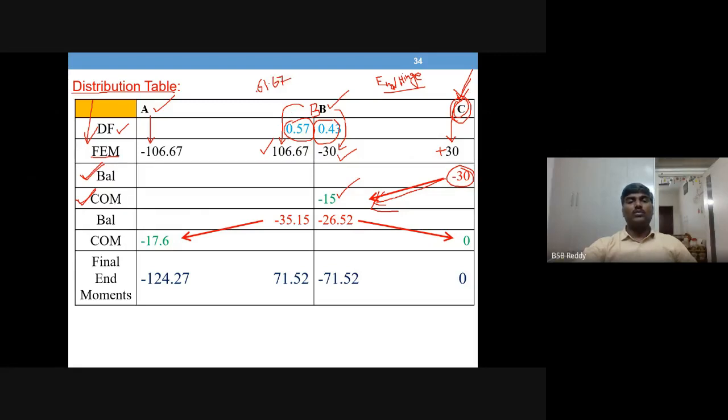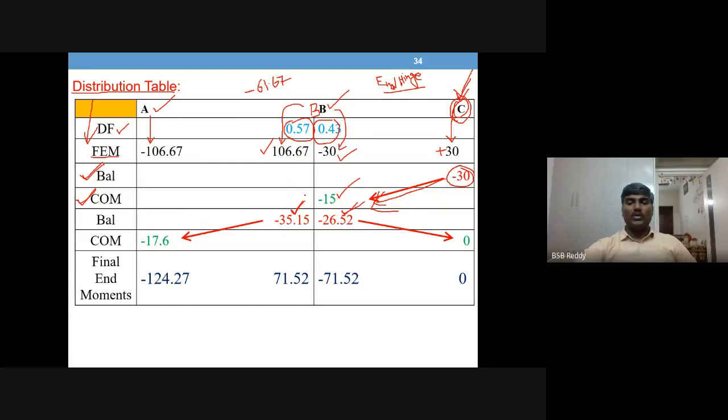So now what do you do? You have to make it zero. So you have to add minus 61.67. How do you add it? By multiplying with distribution factors. So this is the value, minus 35.15 and minus 26.52. So minus 61.67 into 0.57 is this value. Minus 61.67 into 0.43 is this value.